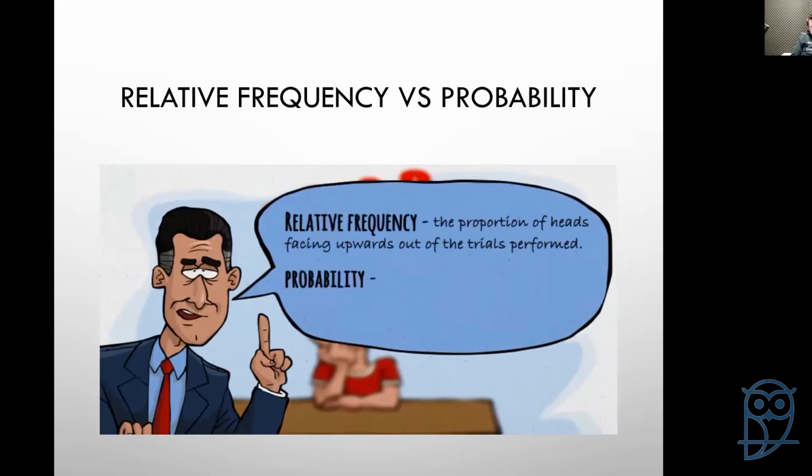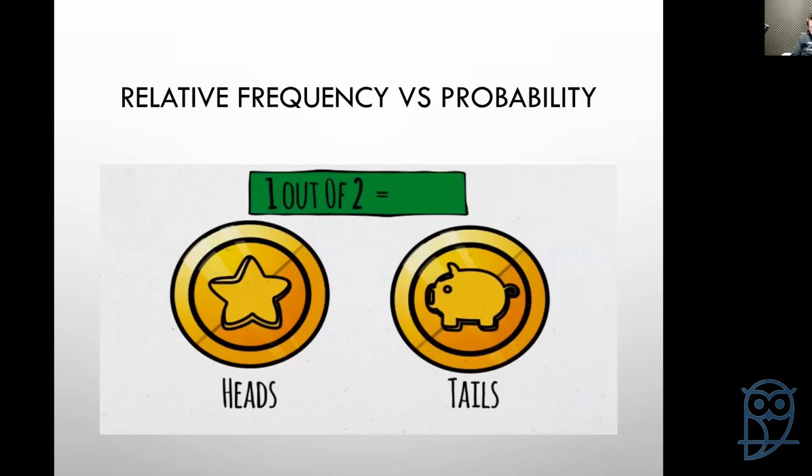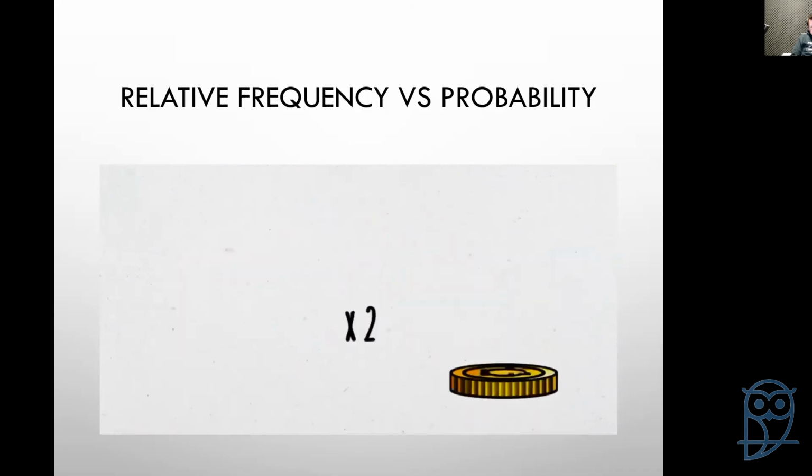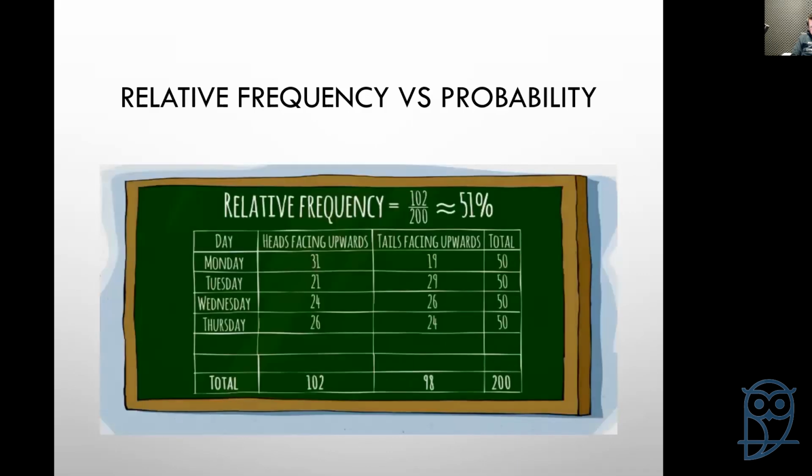The actual probability relates to the number of possible outcomes. Since there is one side that is heads and one side that is tails, the probability of getting heads facing upwards is 1 out of 2, which equals 50%. No matter how many trials are performed, the probability will never change. Also, the relative frequency will get closer and closer to the real probability with more trials. Perform more trials yourself to test this out.